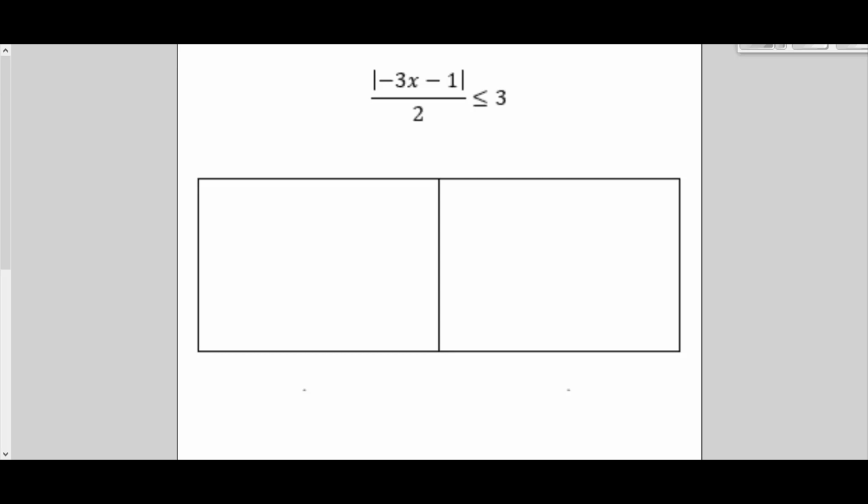For this next example, I have absolute value of negative 3x minus 1, all divided by 2, is less than or equal to 3. So what we're going to start off with here is notice there's division by 2 on the outside. So you're going to draw the line and multiply everything by 2.